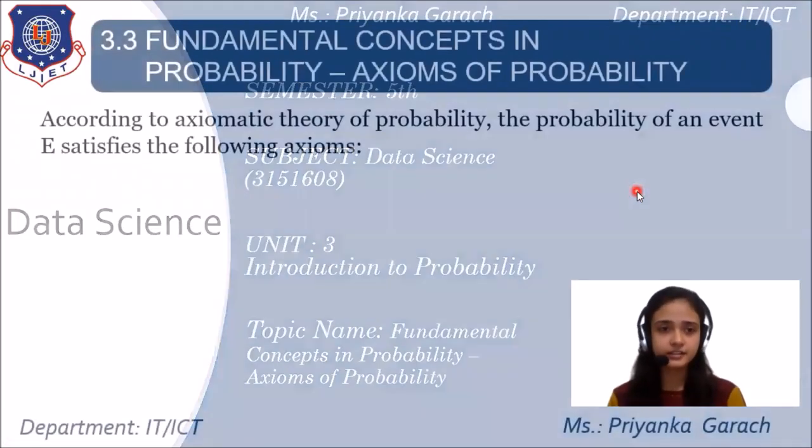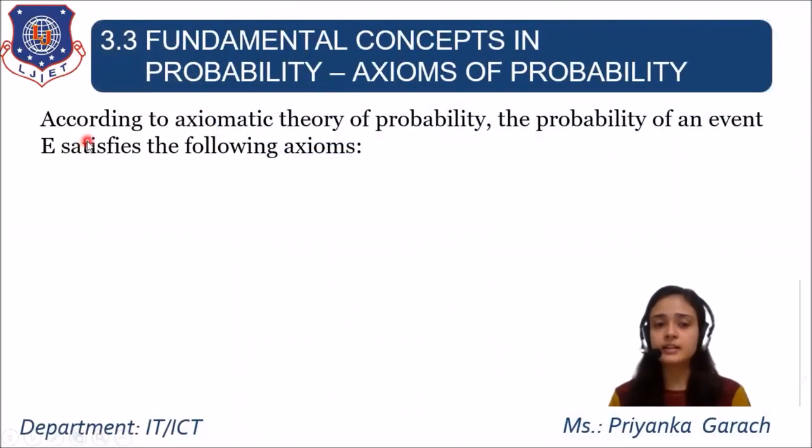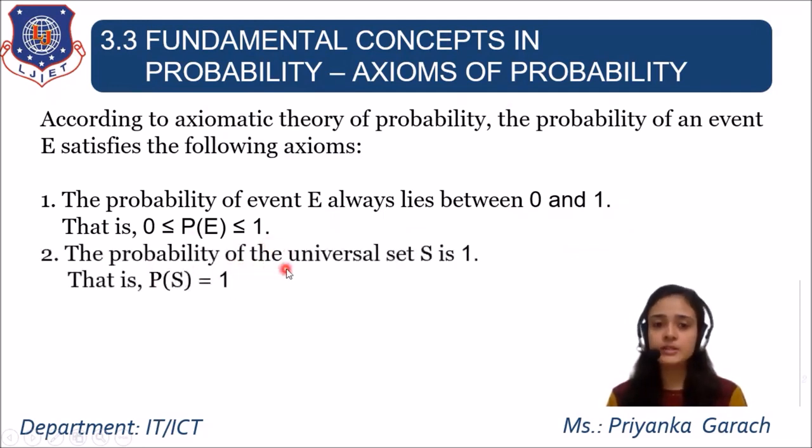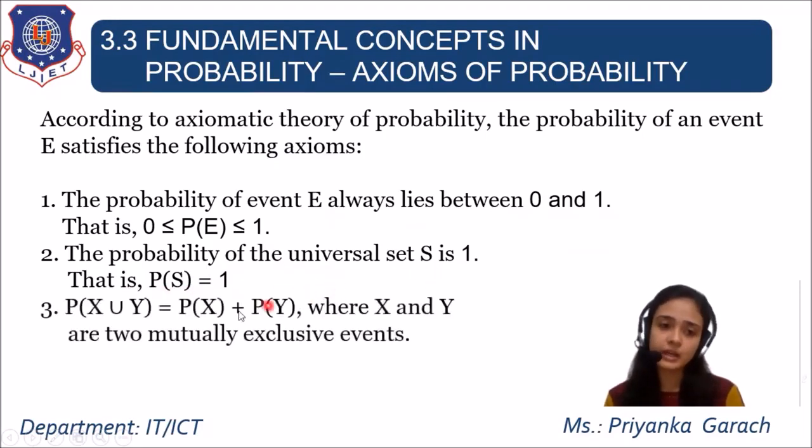So let's get started. According to the axiomatic theory of probability, an event E satisfies the following axioms. The first axiom is that the probability of the event E always lies between 0 and 1. You must have studied already in semester 3 that the value of the probability always lies between 0 and 1. The next axiom is that the probability of the universal set S is 1. Whatever the universal set is, its probability will be equal to 1.